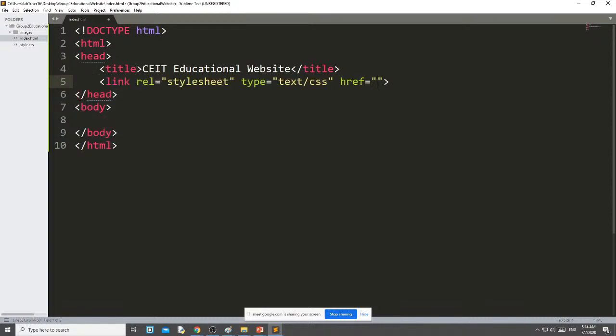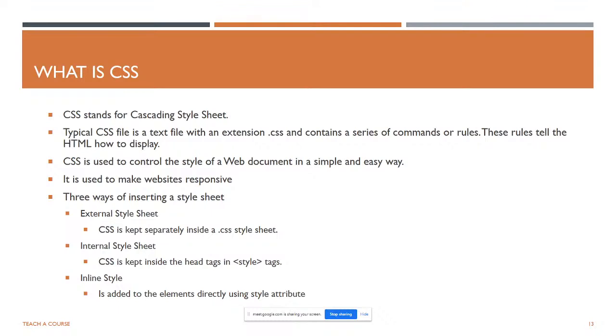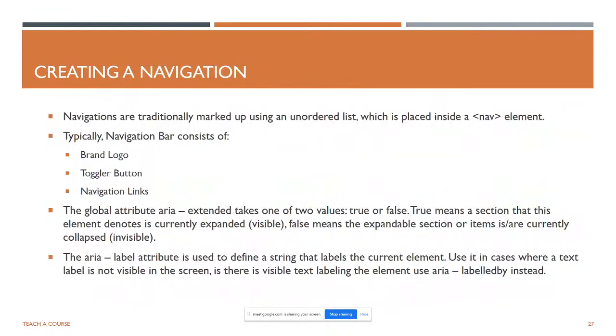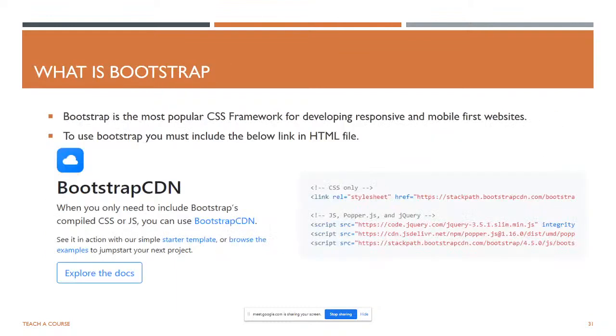Link rel stylesheet. Here I have to provide the reference style.css. Okay, we have provided the reference to the CSS style sheet. Then we have to provide some more references here. What are the references? First one is Bootstrap. We are going to use Bootstrap.